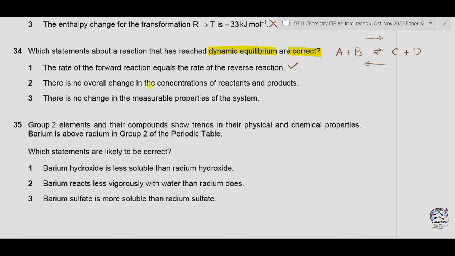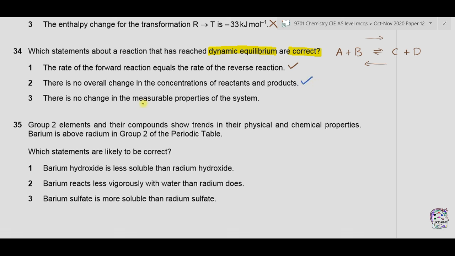2. There is no overall change in the concentration of reactants and products. At equilibrium, the reactants and product concentration become constant, as continuously product is changing into reactant and reactant is changing into product at the same rate. So option 2 is also correct.